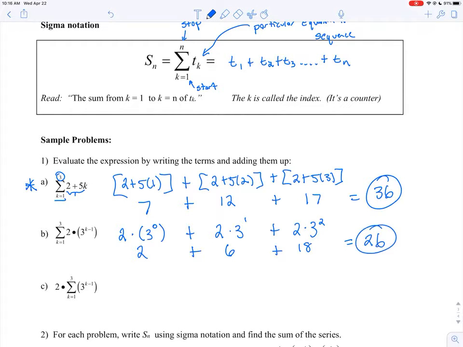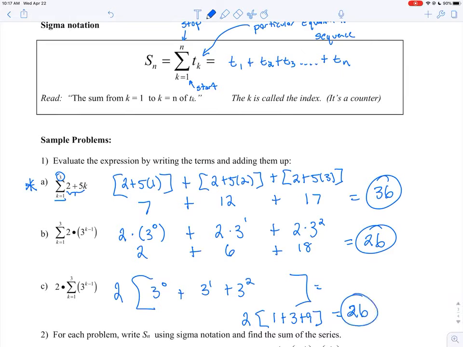For part C, it should look very familiar to part B. The difference is that the 2 is now pulled out in front of the sigma, right? So this is really saying we want 2 times the sum of all of what's inside. So this would be what? 3 to the 0, plus 3 to the first, plus 3 to the second. If we simplify that, we get 2 times just 1 plus 3 plus 9, right? We end up with, again, 26.